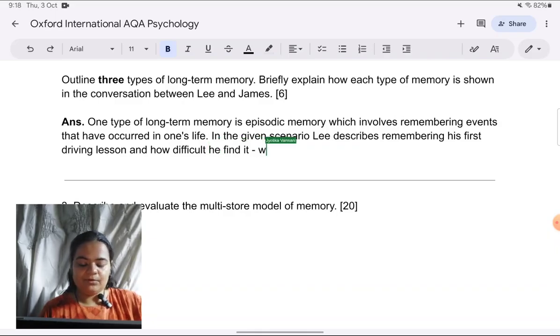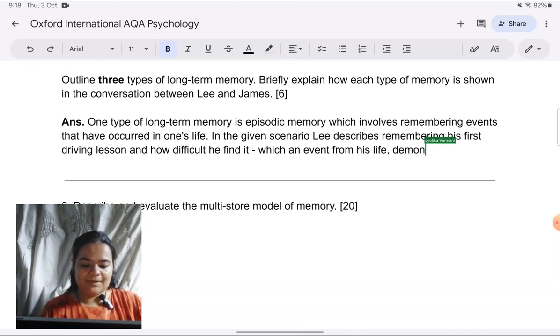Which is an event from his life, demonstrating episodic memory.